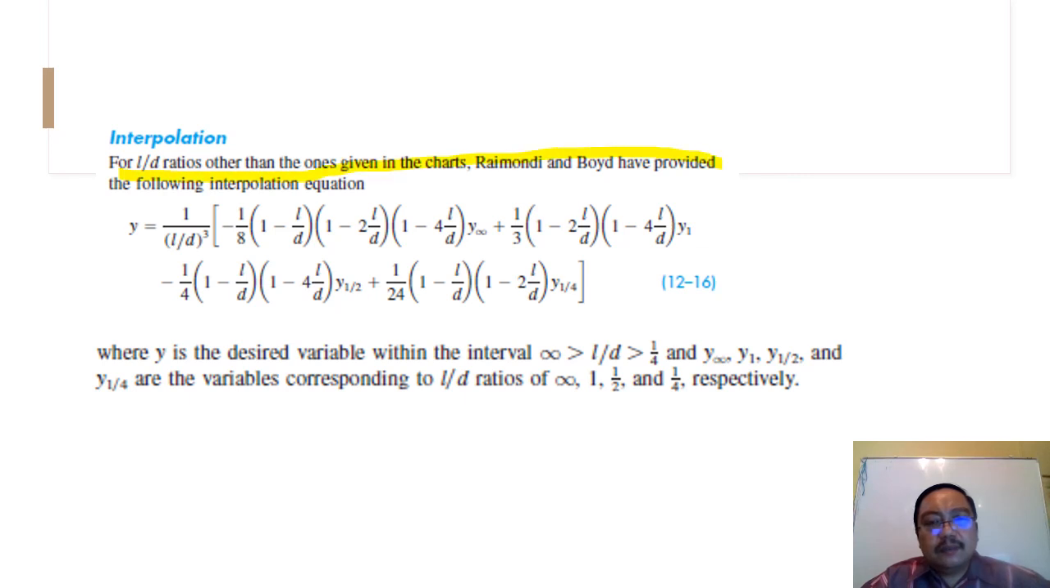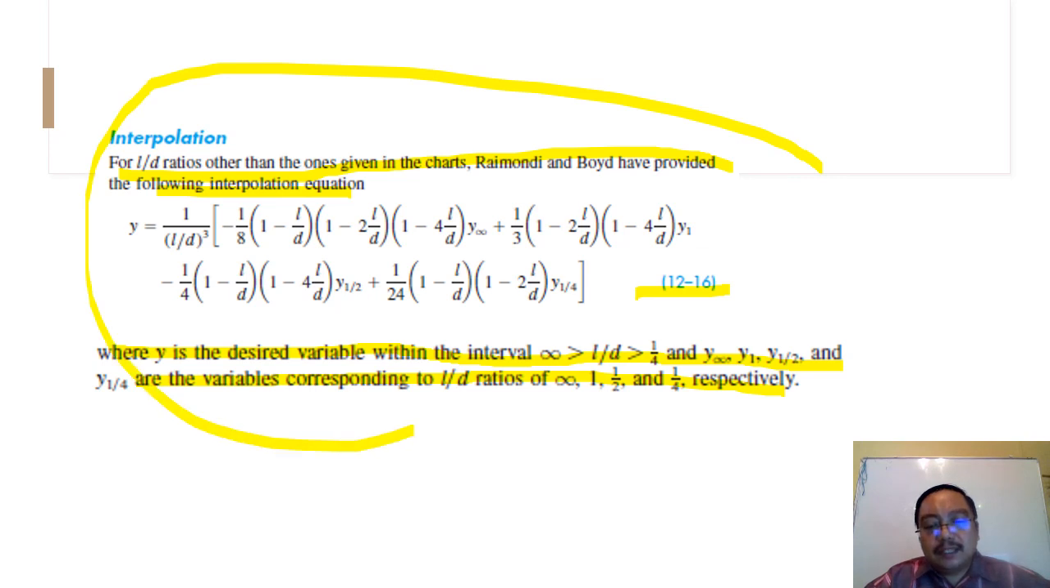Raymond and Boyd have provided the following interpolation equation, where y is the desired variable from the interval, and y4 is the variable corresponding to the L over D ratio respectively. Again, this is the interpolation. You should know the basics. If you know the basics, you know how to do this, no problem.